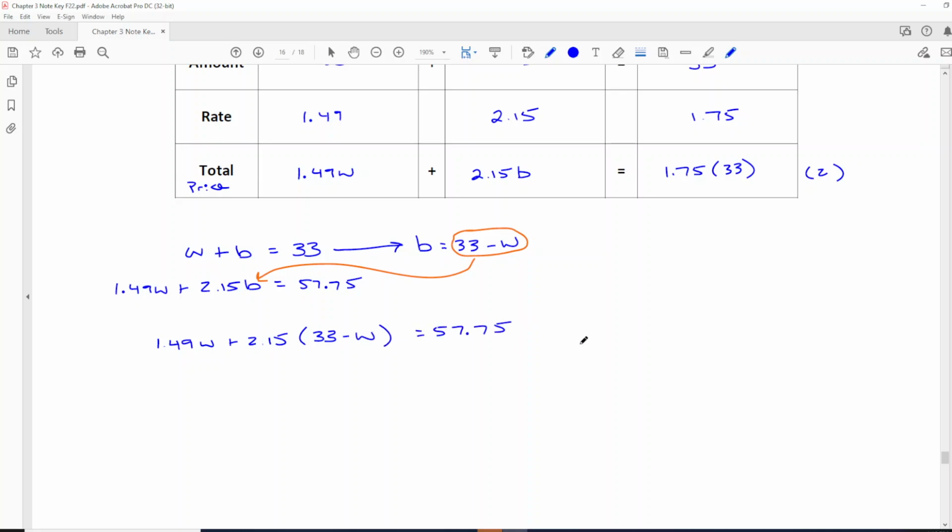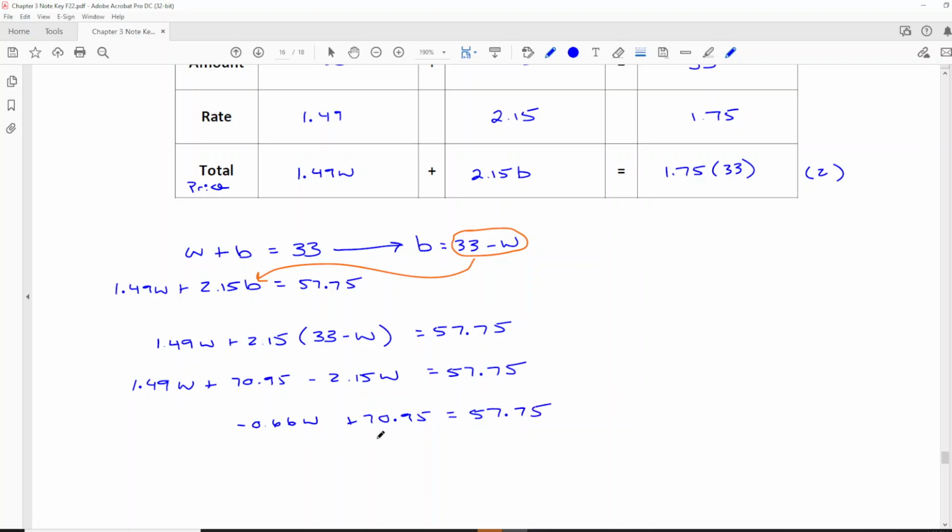Now I've got a linear equation in one variable, so the first thing I'm going to do is simplify by distributing. So I'm going to have 1.49 W, and then I'm going to distribute 2.15 through. So 2.15 times 33 is 70.95, minus 2.15 W equals 57.75. Then we're going to collect like terms. So 1.49 minus 2.15 equals negative 0.66 W, plus that 70.95 is equal to 57.75.